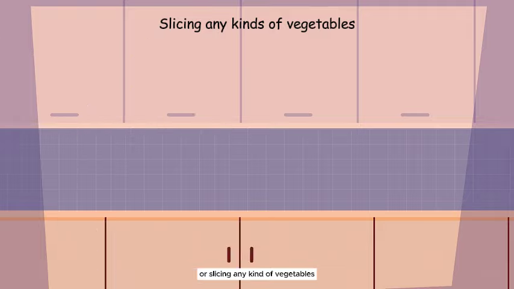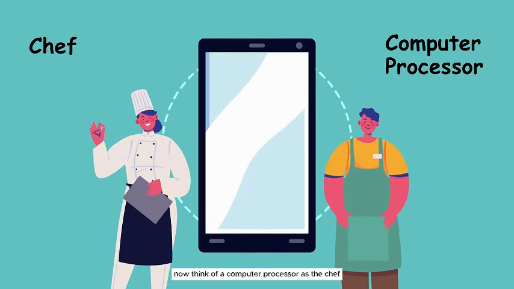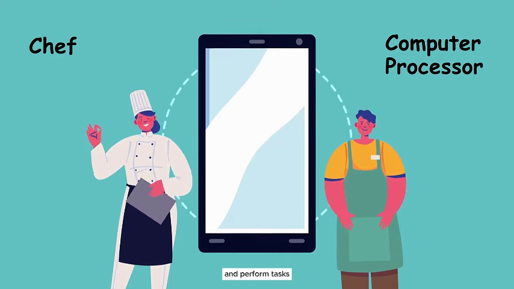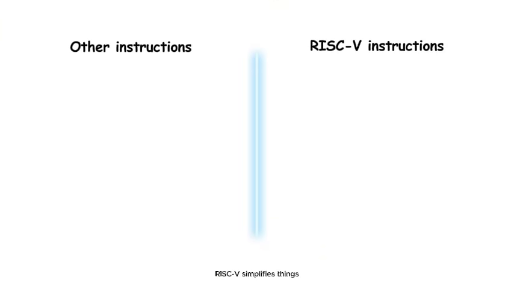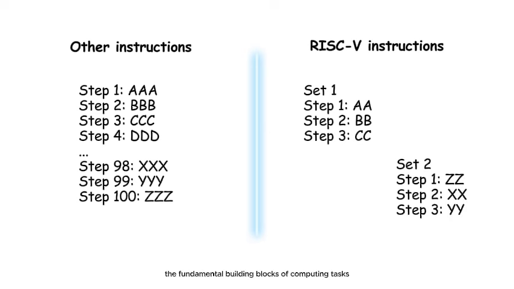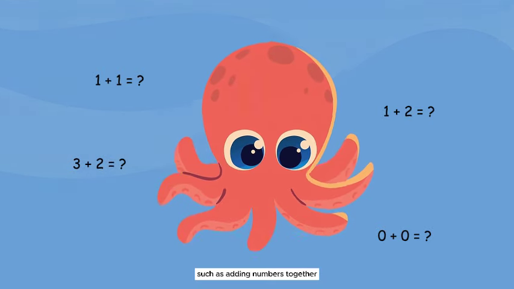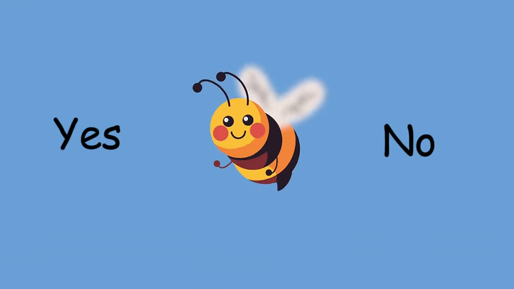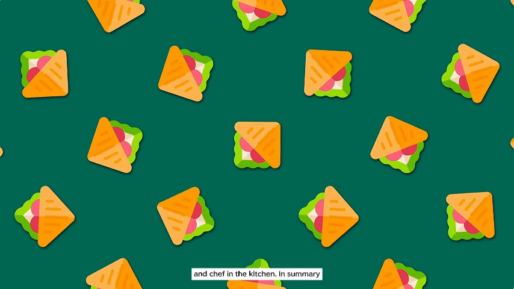Now, think of a computer processor as the chef following those instructions to make calculations and perform tasks. RISC-V simplifies things by providing a smaller set of basic instructions. These instructions are like the fundamental building blocks of computing tasks, such as adding numbers together, moving data around, or making decisions. It's like having a more flexible chef in the kitchen.